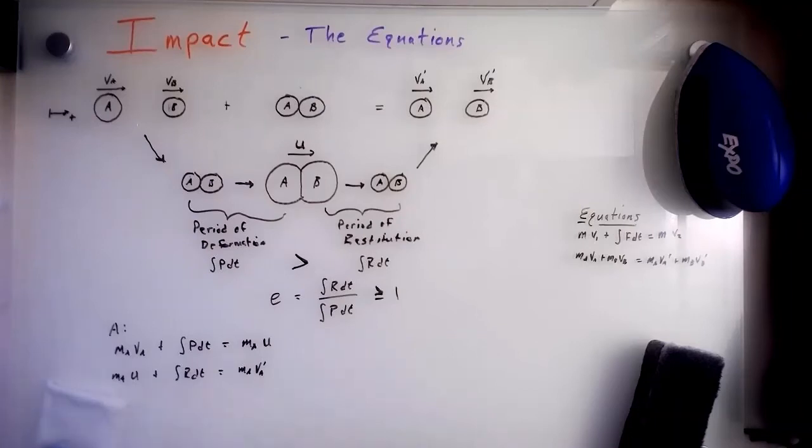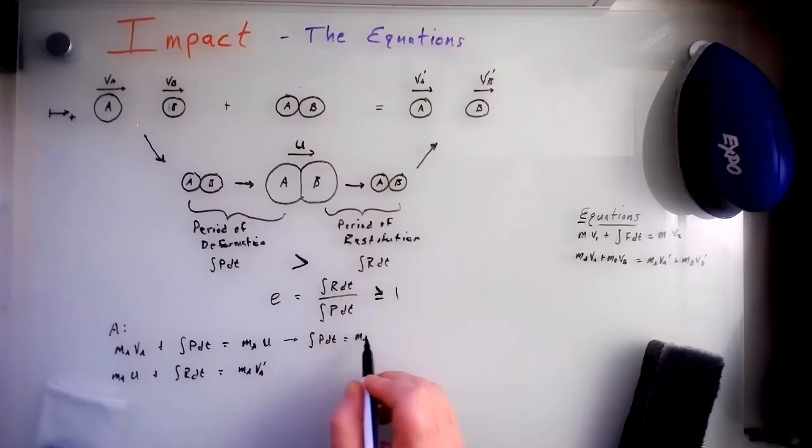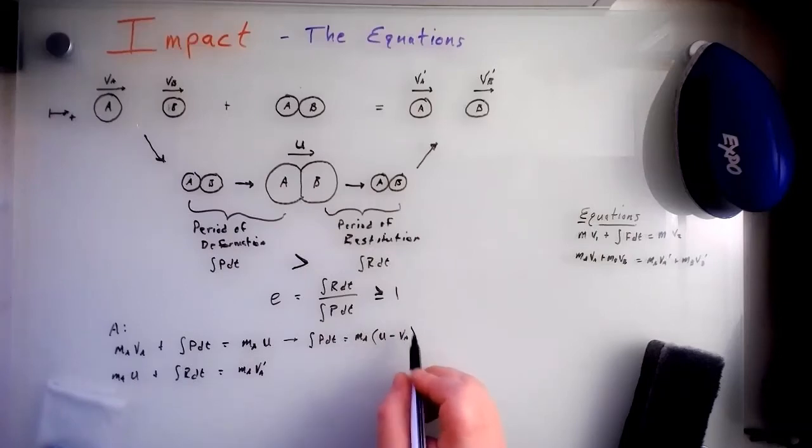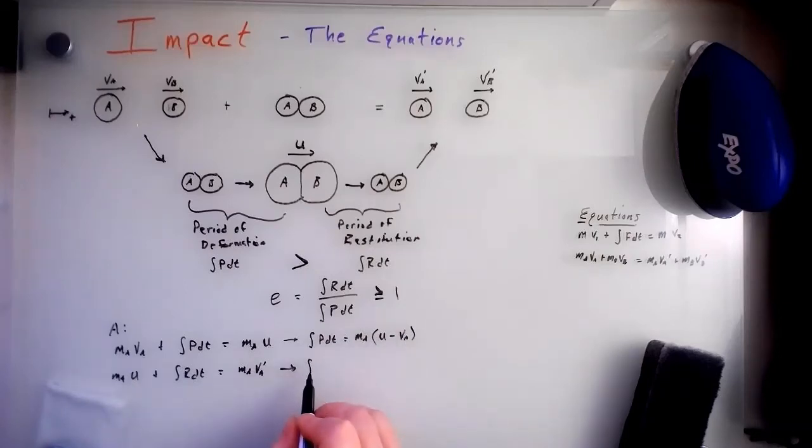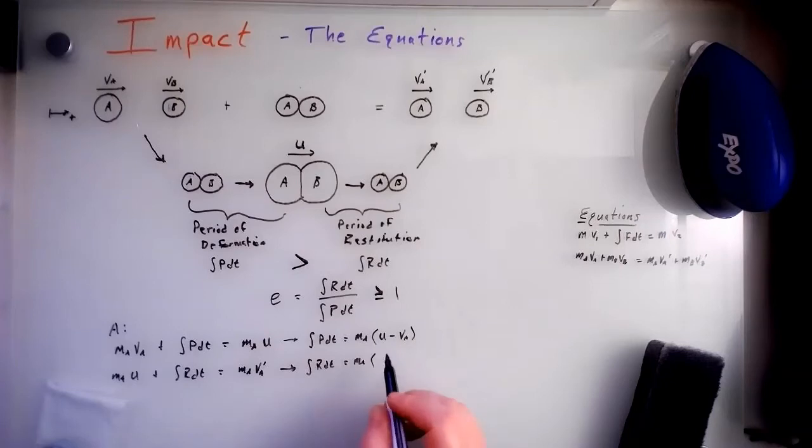So if we rearrange these, then we can get that the period of restitution, P dt, is equal to MA (U minus VA), and similarly, R dt is equal to MA (V prime A minus U). Simple step.